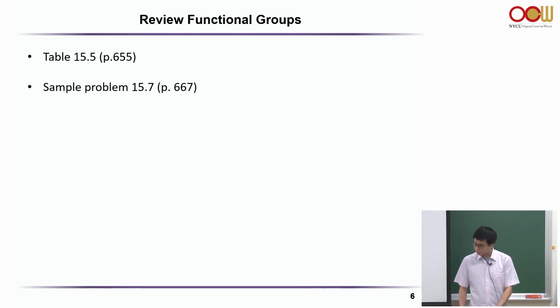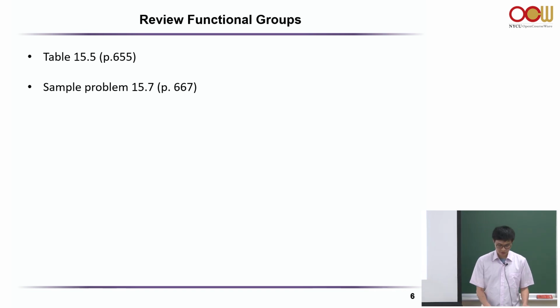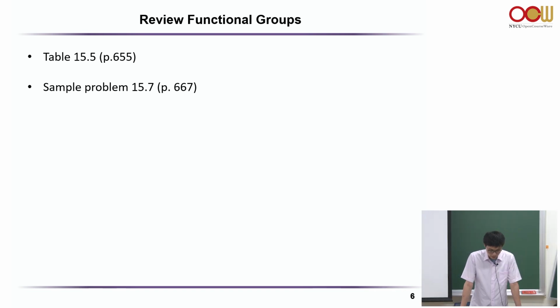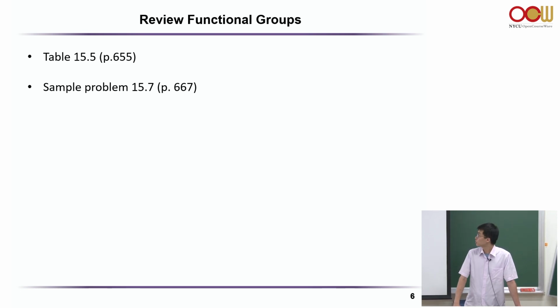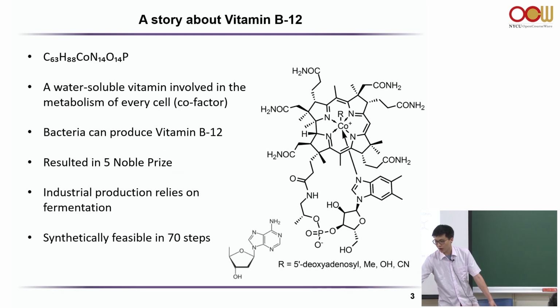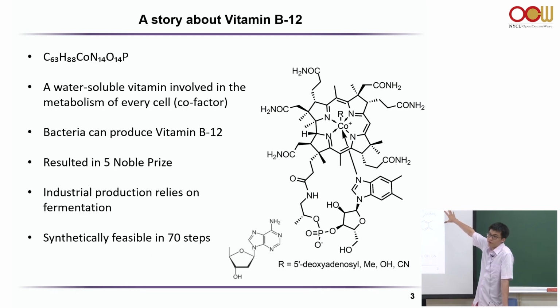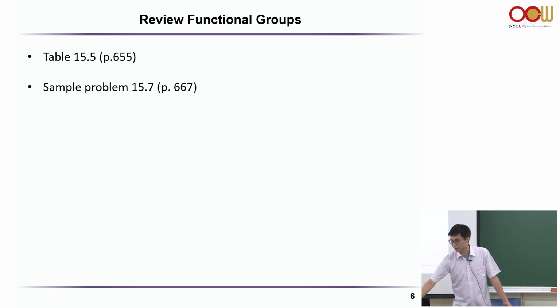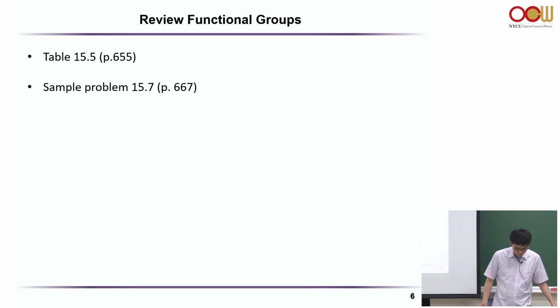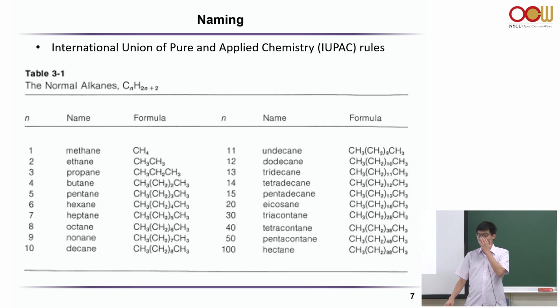So let's flip to page 667. There's a sample problem, and it basically circles out these functional groups. So when we're talking about a very complicated molecule, we first start by recognizing its key functional groups, right? That is the key for you guys to start recognizing the potential pathway that you can use to synthesize these things. Let's get to the naming of various types of alkanes.